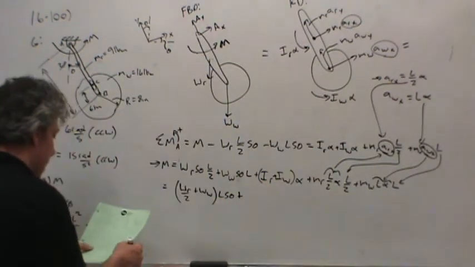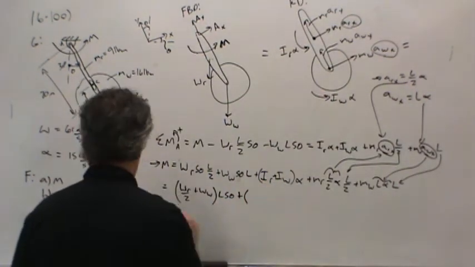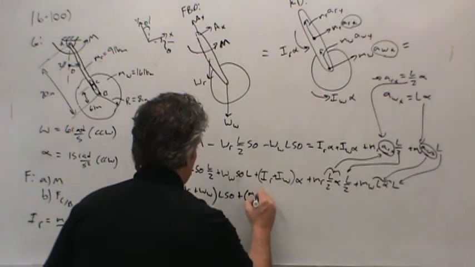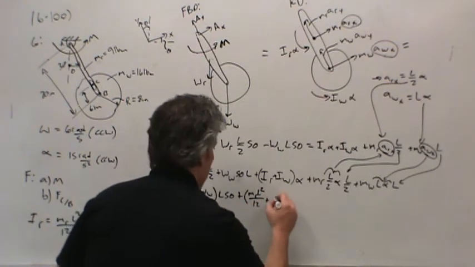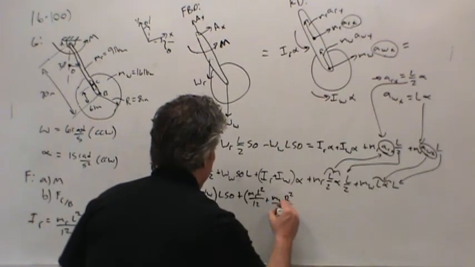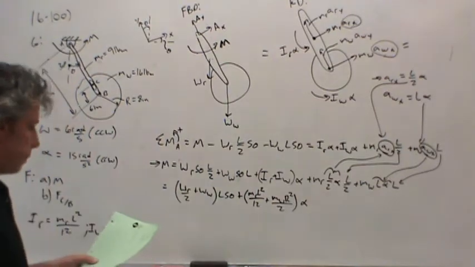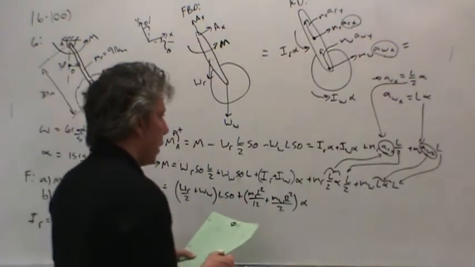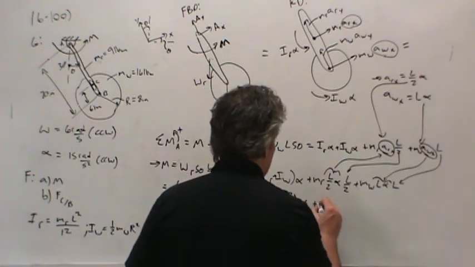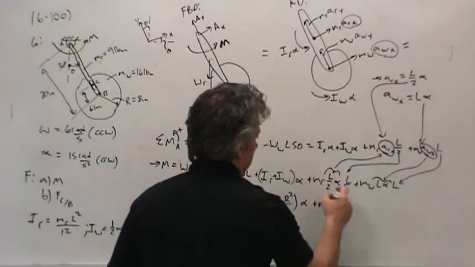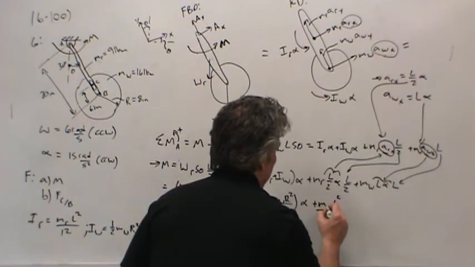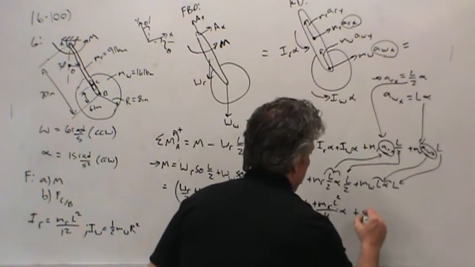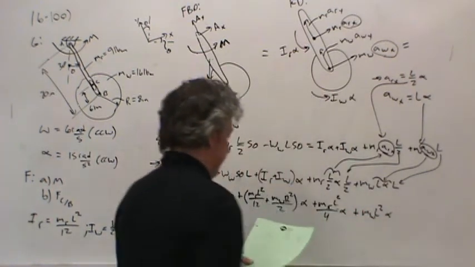Plus IR. Well, IR is, let's see, MR L squared by 12. IW is 1/2, or let's just say MW capital R squared over 2, and then times alpha. Let's see, plus MR L squared by 4 alpha plus MW L squared alpha.